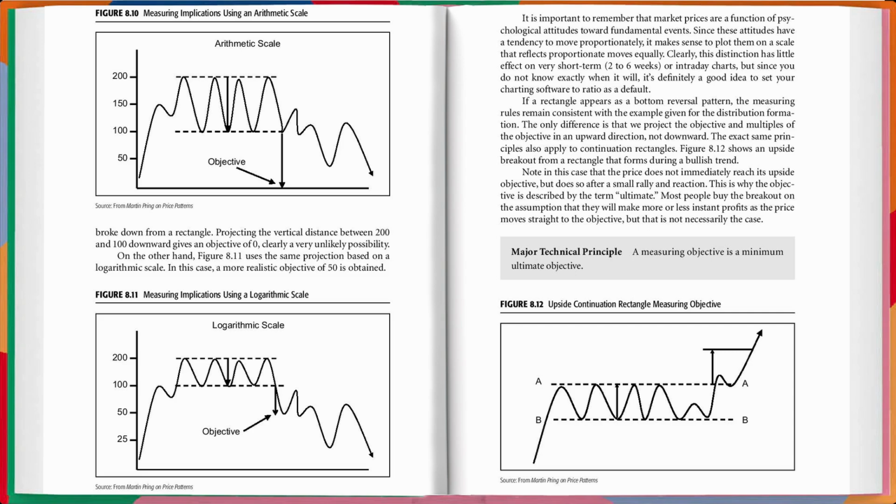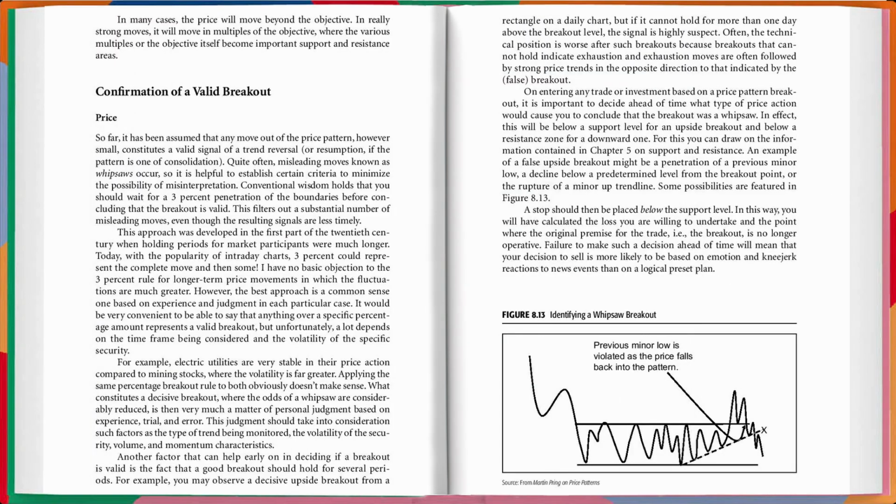Major technical principle: a measuring objective is a minimum ultimate objective. In many cases, the price will move beyond the objective. In really strong moves, it will move in multiples of the objective, where the various multiples or the objective itself become important support and resistance areas.